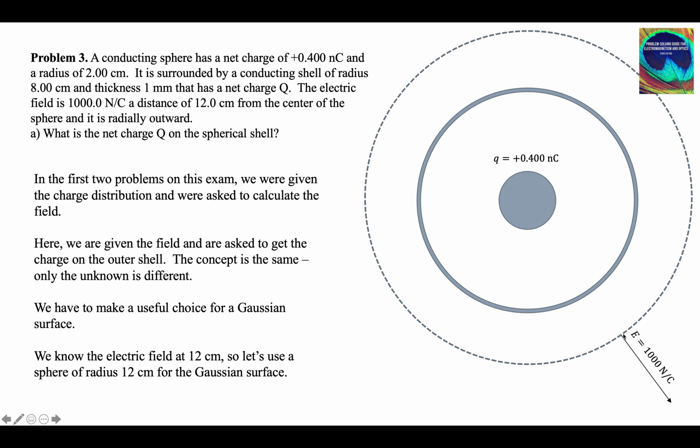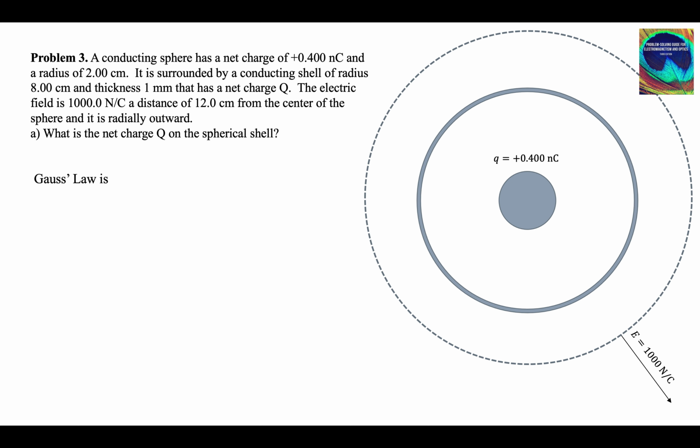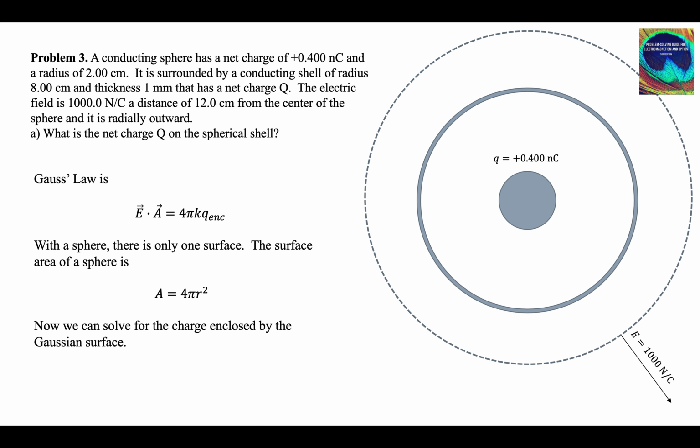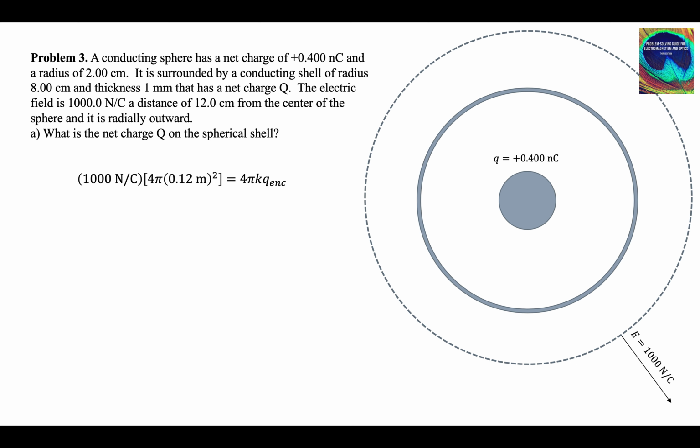And we know what E dot A is right here. There's the E, and the area is 4 pi r squared. And we know the radius is 12 centimeters. Surface area of a sphere, 4 pi r squared. Now we can solve for the charge enclosed. E times A equals 4 pi k q enclosed. This time q enclosed is the unknown. We can solve for q enclosed, and we get 1.6 nanocoulombs.